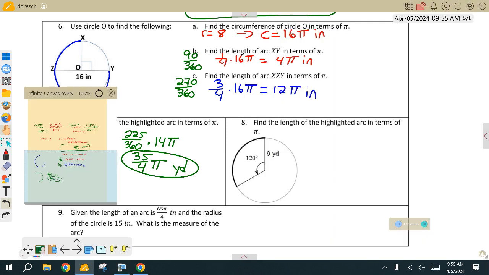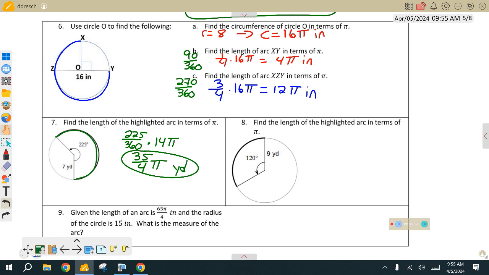Okay, next one. What's the full circle? What's the full circumference? 18 pi, right? 2 times 9, 18 pi. But we're not walking the full circle, are we? We're walking 120 over 360, which is a third, I believe, right? I'm not going to reduce it down. I'm just going to let my calculator do all that work. Don't try to reduce it. If you try to reduce it down, there's a good chance you can make a mistake. Let the calculator do all the work for you.